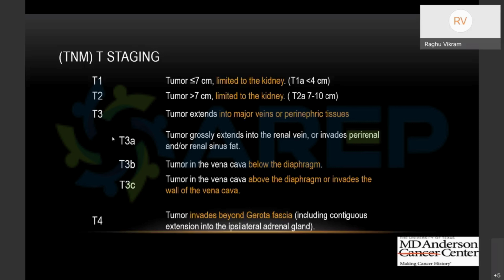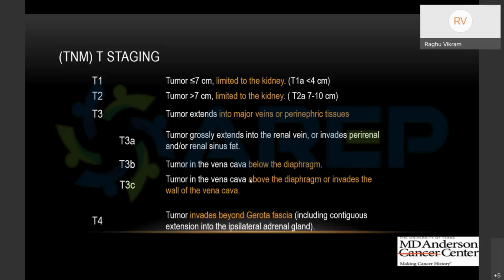In T3, there is a way of differentiating the ones which just go into the fat, either the renal sinus fat or the renal perinephric fat, that is T3A. T3B increases the risk because now it has gone into the renal vein. T3A also extends into the renal vein, the segmental renal vein or muscle-containing renal veins. T3B is where the tumor thrombus is within the vena cava. Now it has gone from the renal vein into the vena cava, so that increases the odds or makes the surgery a little bit more challenging.